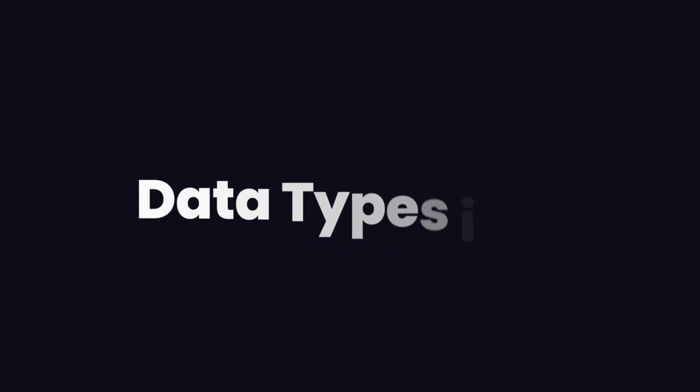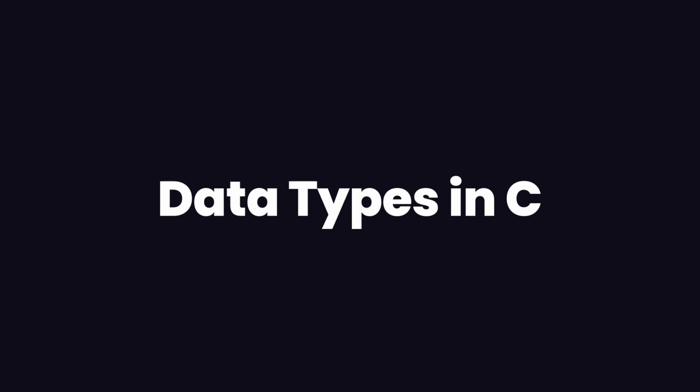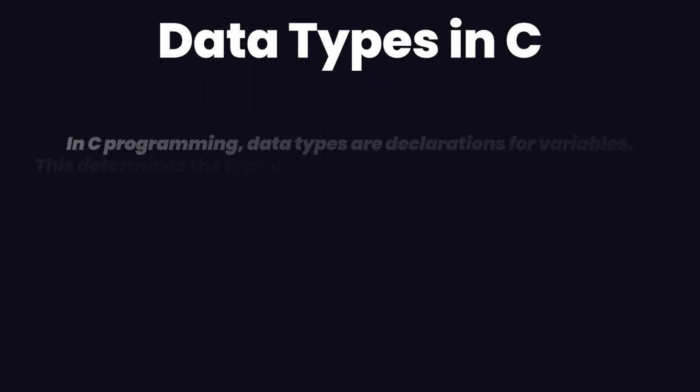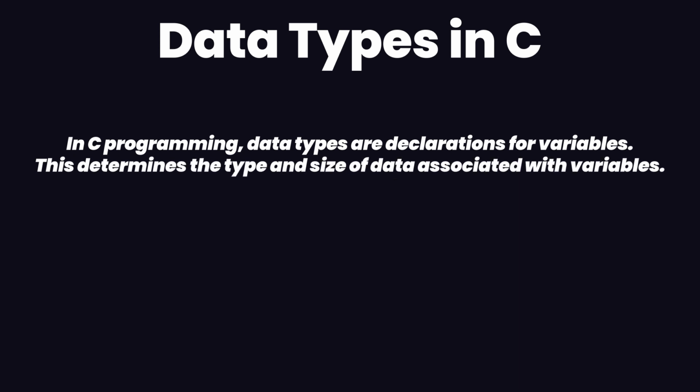Today in this video, we are going to talk about data types in the C programming language. So what is a data type? Basically, a data type is a keyword that tells the compiler the type of value that we are going to be putting inside a variable.